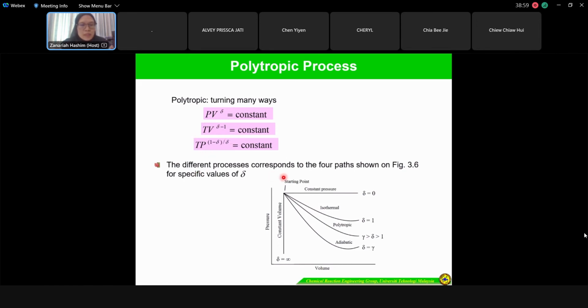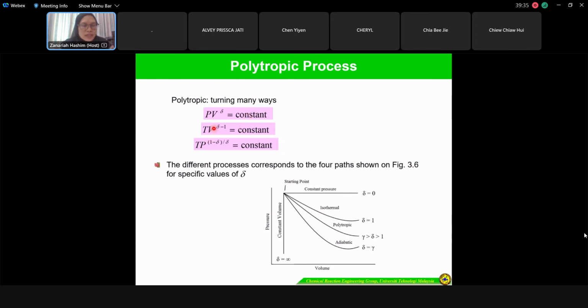So if we plot the different processes on a PV graph, you have the pressure here and then the volume. You can actually see the different processes. Okay, first you have the constant pressure. For constant pressure, of course, the pressure is just constant, it doesn't change. So in this case, the delta is 0. So you can just substitute 0 here. That means V is not there. So of course, P is constant.